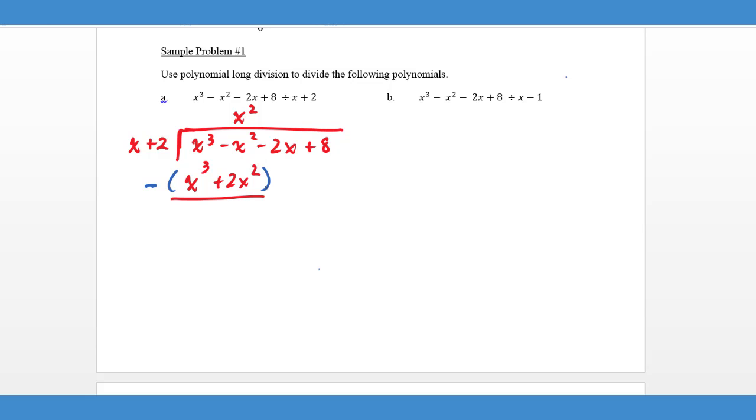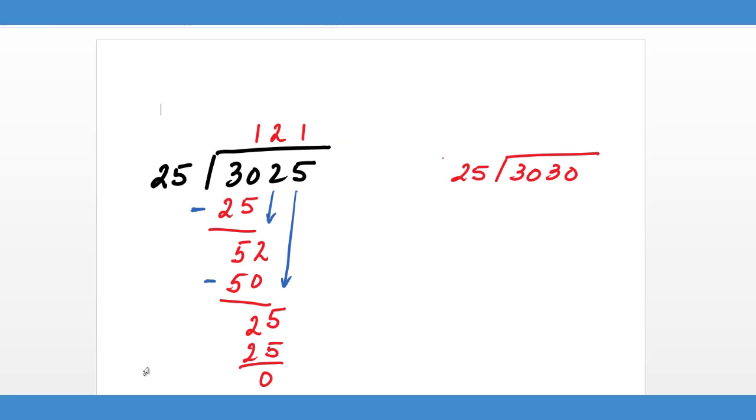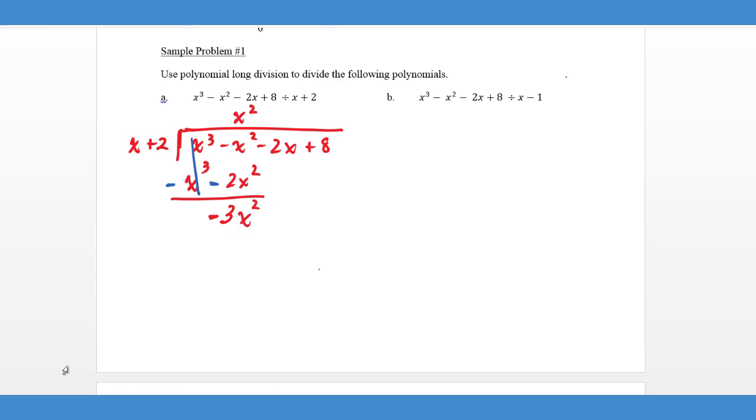Now, technically, we're going to distribute this negative, so I'm not going to write it like this. I'm actually going to come in here and subtract both parts. When I do that, x to the third minus x to the third cancels out, which is the desired effect that we were looking for. And then we're going to have negative x squared and negative 2x squared, which when combined together gives us negative 3x squared. Now, just like in the previous problem, how I had to drop down the next term, I'm going to actually drop down the negative 2x, and I'm going to start this process over again.